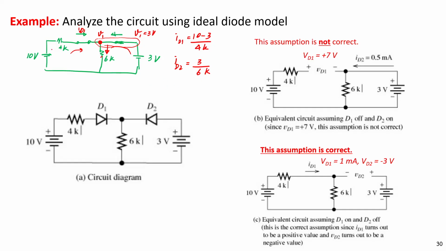So when we assume D1 on and D2 on, this assumption is correct here. Our proposed assumption is on. And the current flows in this direction and this direction, right? For both branches. Okay. Because 10 is higher than 3.